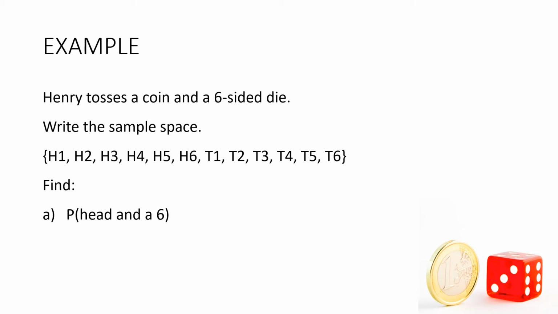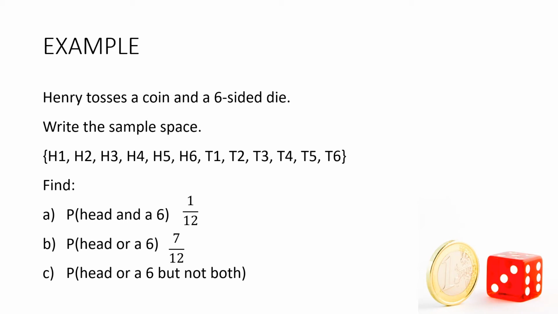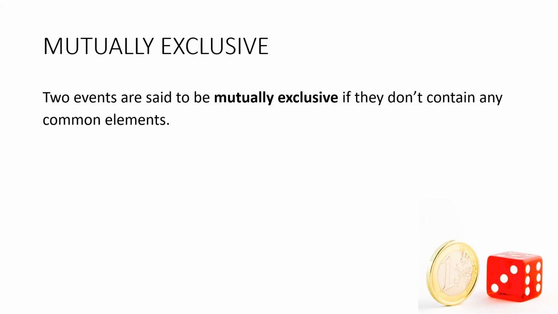Find the probability that he throws a head and a 6. Well, how many ways can that happen? 1 out of 12. What's the probability of a head or a 6? So that means heads or a 6 or both. So all of these guys, because they've got heads, and this one, and we will include that. So that's 7 out of 12. Head or a 6, but not both. So 1, 2, 3, 4, 5, not this guy, but include this one. So 6 out of 12. Or a half.